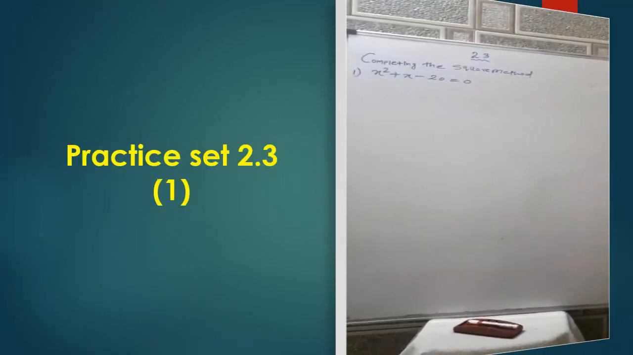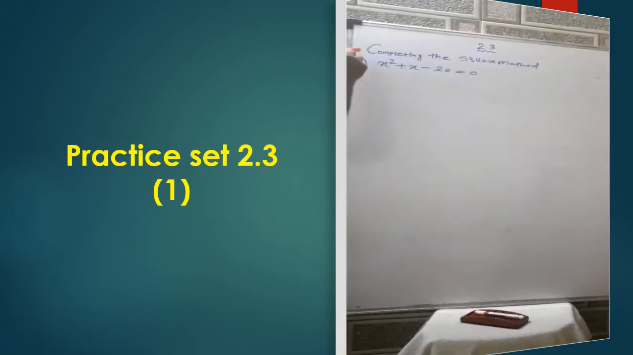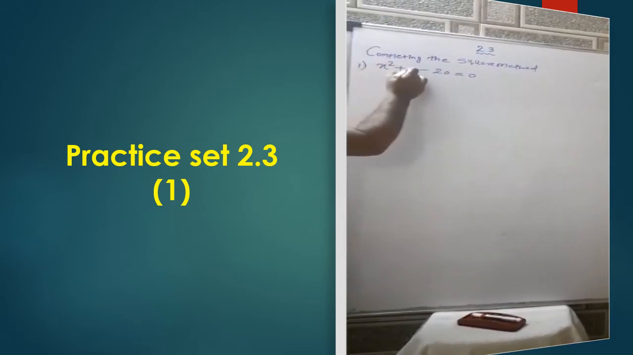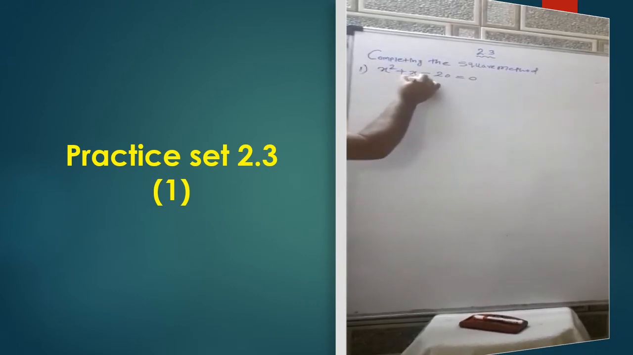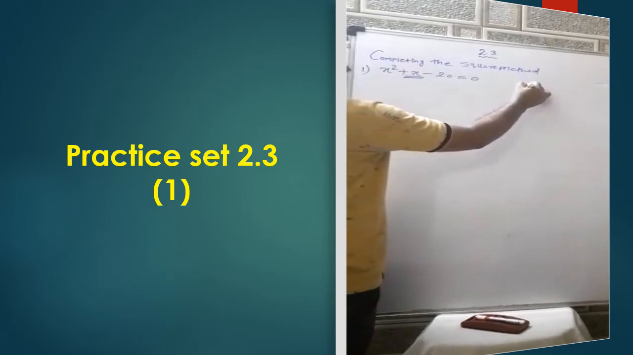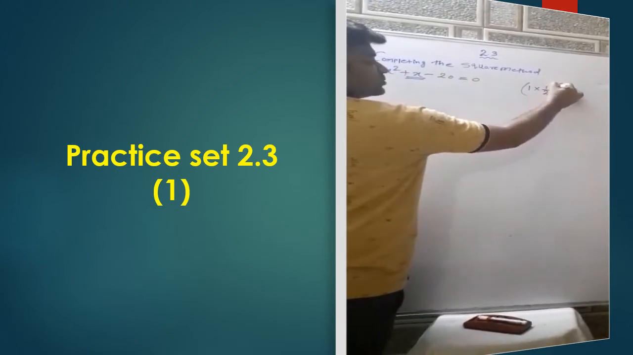Exercise 2.3, completing the square method. The first one is given: x square plus x minus 20 equals to 0. So how to solve this one? In that, first we find the coefficient of the middle term. Which number is there? Nothing is given, it means 1. So that 1 you have to multiply with half and make the square of that.